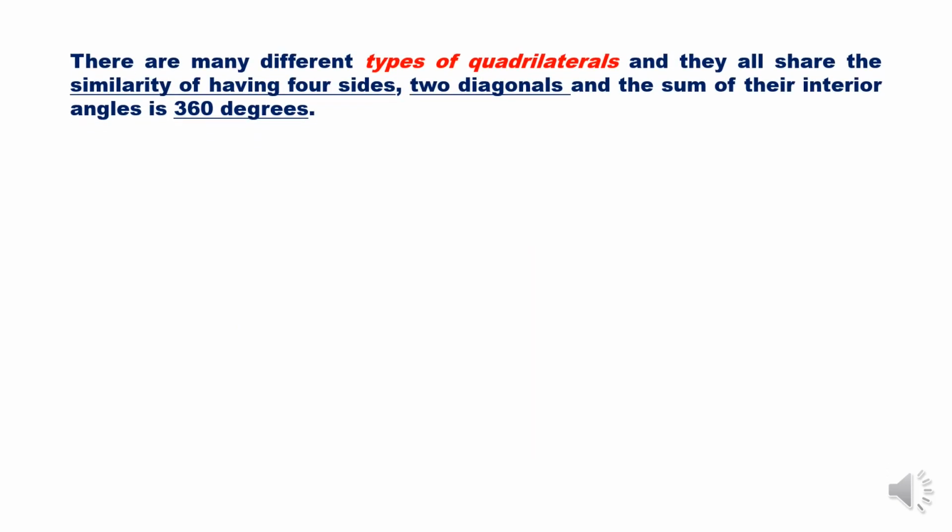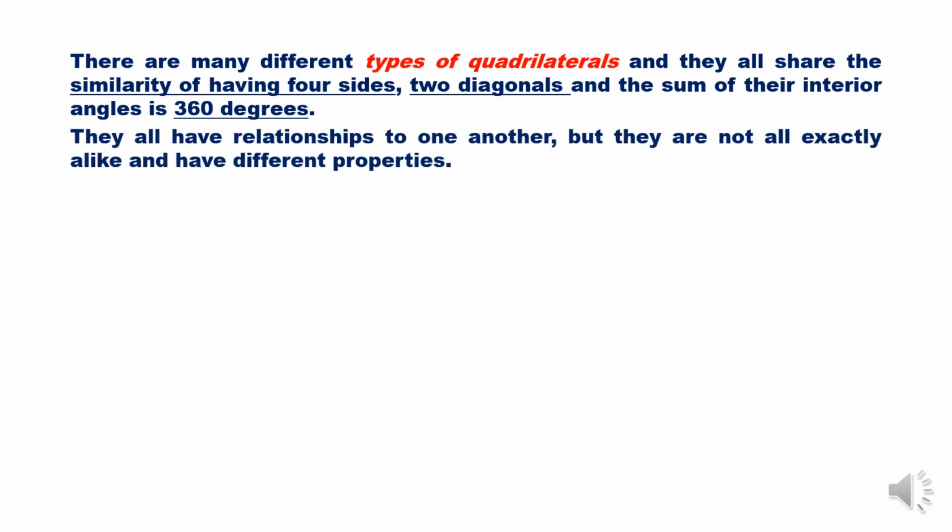There are many different types of quadrilaterals, and they all share the similarity of having 4 sides, 2 diagonals, and the sum of their interior angles is 360 degrees. They all have relationships to one another, but they are not all exactly alike and have different properties.